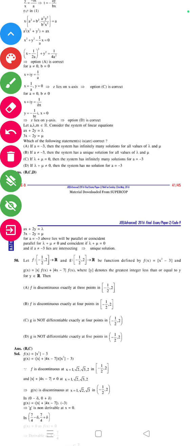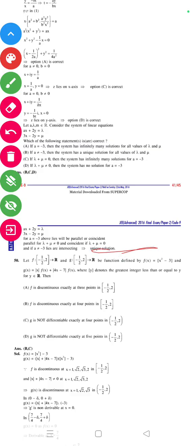The system ax plus 2y is equal to lambda, 3x minus 2y is equal to mu. Option A: for a equal to minus 3, the lines will be parallel or coincident: parallel for lambda plus mu not equal to 0, and coincident if lambda plus mu is equal to 0. And if a is not equal to minus 3, the lines are intersecting, giving a unique solution. Then options B, C, D.